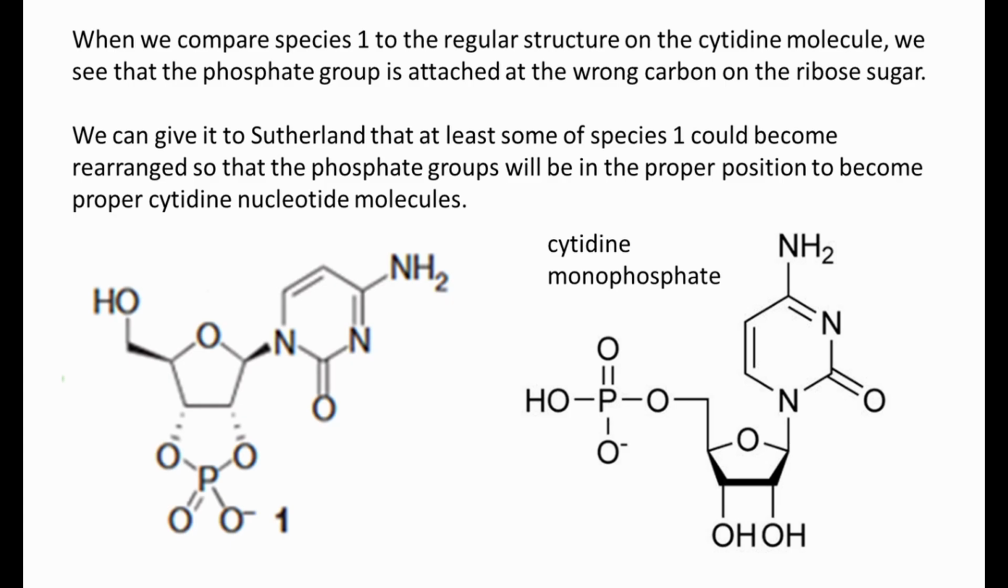When we compare species 1 to the regular structure of the cytosine molecule, we see that the phosphate group is attached at the wrong carbon on the ribose sugar. We can give it to Sutherland that at least some of species 1 could become rearranged so that the phosphate groups will be in the proper position to become proper cytosine nucleotide molecules. Success. At least on paper.